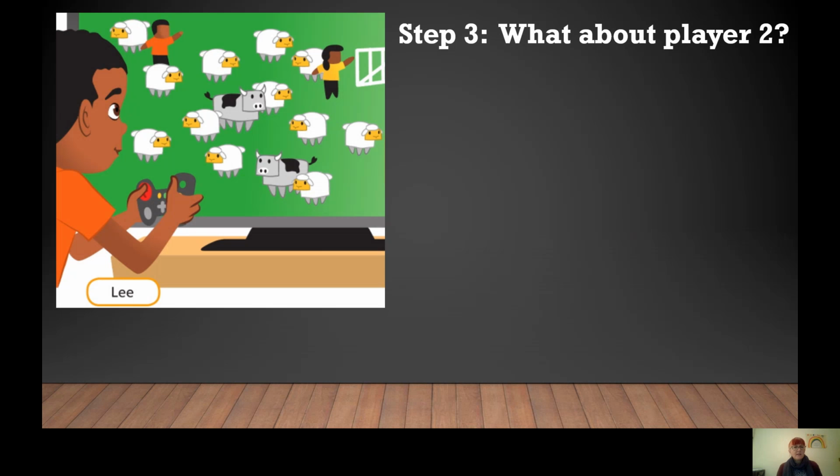So step 3, how about Lee? What do we know about this player? Well, so far we don't know if he's got any animals in the pen, but I guess we can concentrate on the sheep. 1, 2, 3, 4, 5, 6, 7, 8, 9, 10, 11, 12. So there are 12 sheep altogether. So whatever the question might be, it looks like the denominator is 12.